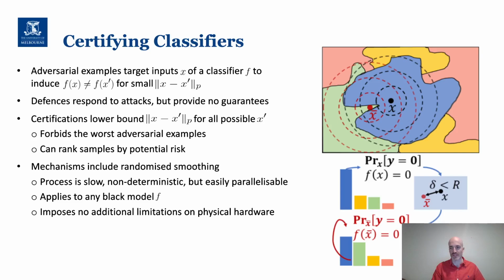This compares favorably to other techniques, which typically require far more in terms of GPU resources to construct their certificates, or impose such significant limitations on the nature of the model F that the certificate approach is not really general. So this is why randomized smoothing is so popular.